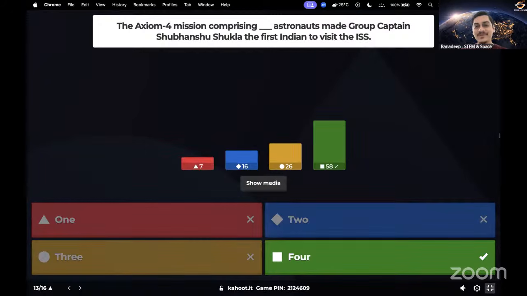Oh, that's a very nice and attractive pattern in which you all have answered. It's an increasing order. Least amount of people answering one, then two, then three, and finally four, which is the correct answer. This mission comprised four astronauts, which included Group Captain Shubhanshu Shukla, and he became the first Indian to visit the ISS through the Axiom 4 mission. It was all over the news throughout 2025, so why not have a question on Axiom 4?